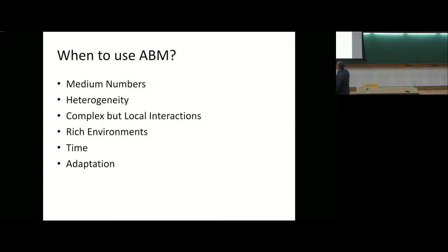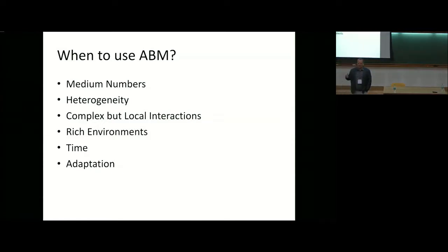So when should you use agent-based modeling? I'm going to talk about 6 properties, and I'll go through each of these in detail, but let me mention them briefly. Medium numbers. You don't want systems that have millions of agents, and you don't want systems that have 1 agent. You want something in between. And I'll talk about what I mean by that. It actually has nothing to do with the actual quantity. It has more to do with the properties of the system and how parts affect each other.